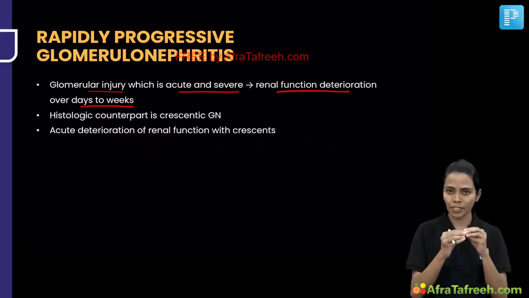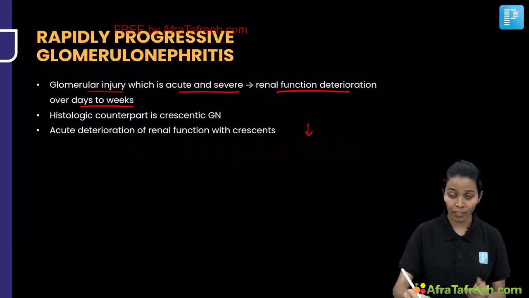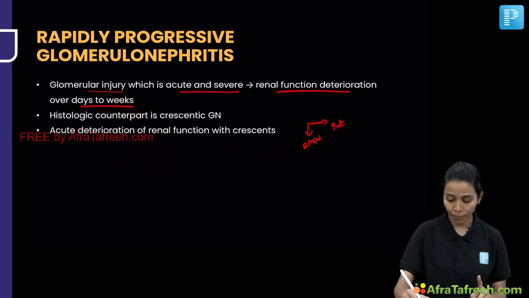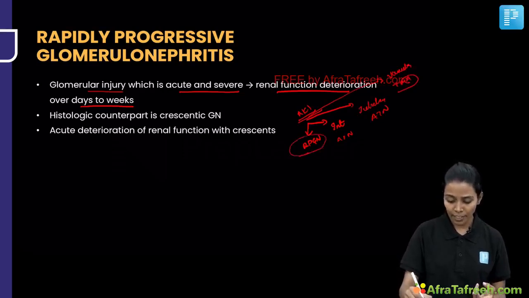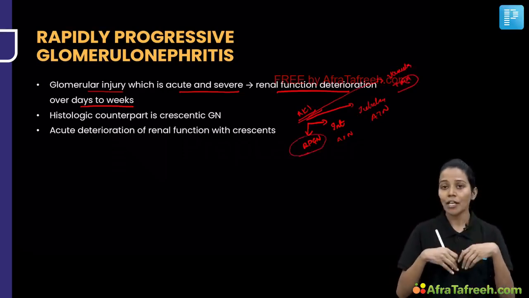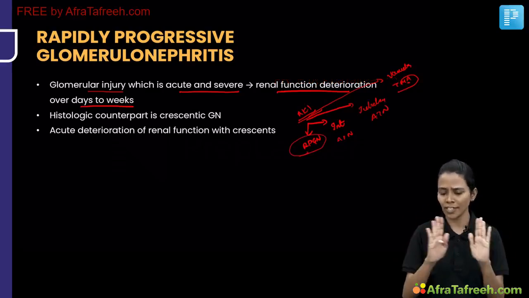So when a patient presents with AKI, patient can present because of glomerular involvement, which is called RPGN, or it can be because of interstitial involvement. It can be because of tubular involvement. So interstitial involvement is something like AIN, right? And tubular involvement is something like ATN, or it can be because of vascular involvement, like something like a TMA or renal vein thrombosis. So RPGN is a subsection of AKI. RPGN you call it when over days to weeks, the kidney function has deteriorated.